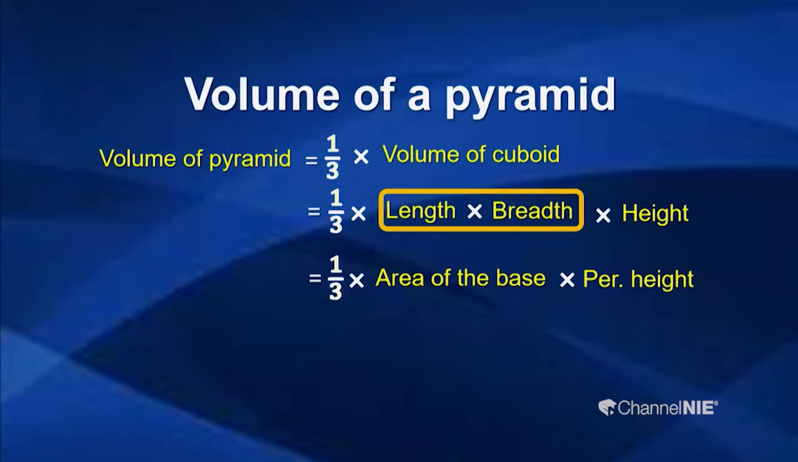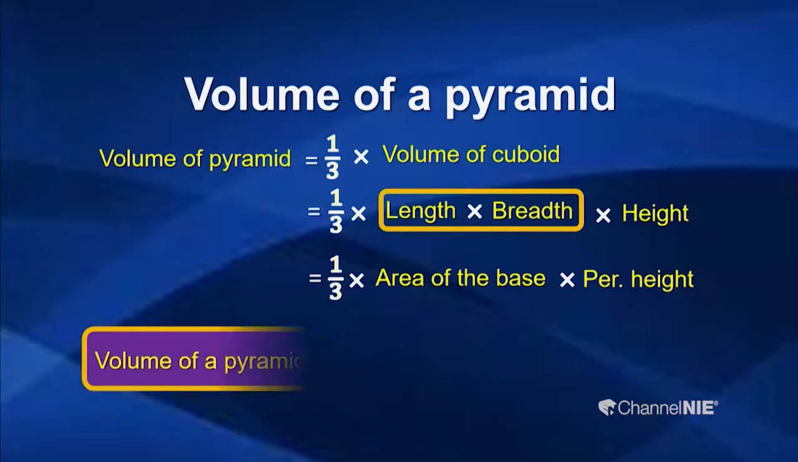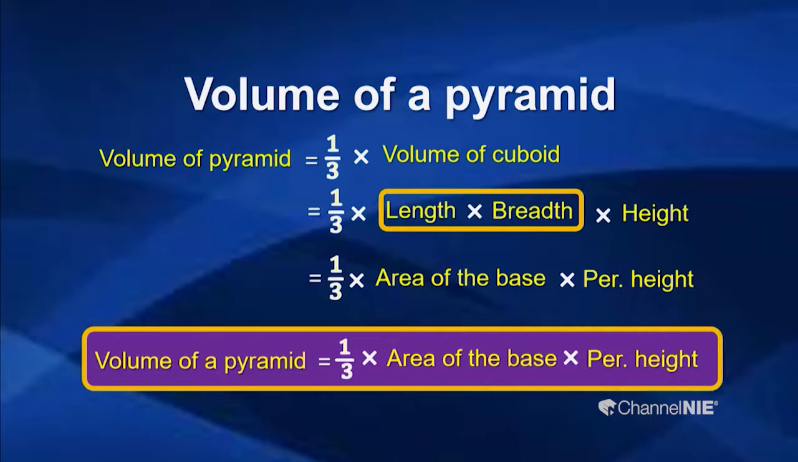Here there are two types of heights in a pyramid, no? So we have to give special names for them. The first one is the perpendicular height. The other height you have in a pyramid is the slant height, right? Okay, then the volume of a pyramid you can take as one third into the area of the base and the perpendicular height.